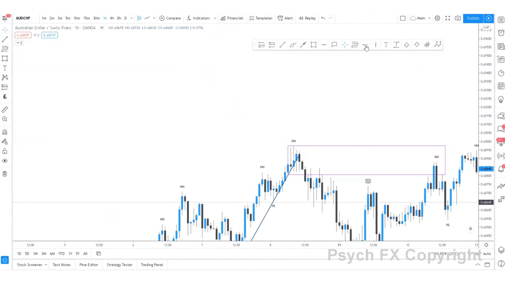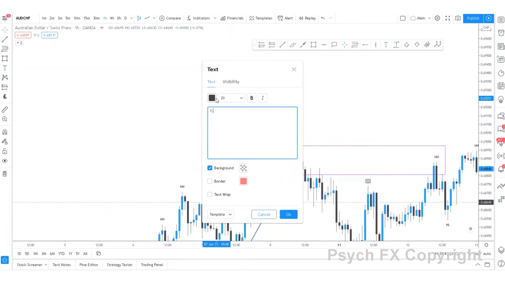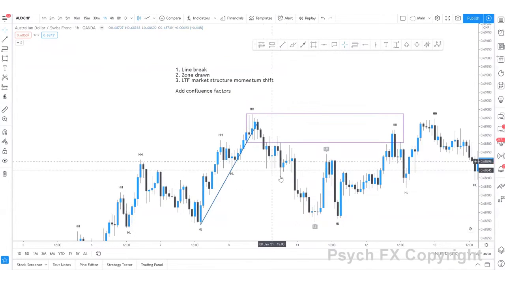In terms of using this, the whole idea behind it is exactly the same as it was in the scalping strategy. Number one is the line break. Number two, zone drawn. We have tools for both of those things, and then three is lower time frame market structure momentum shift, which is just another way of saying the lower time frame market structure breaking in our direction. That's pretty much going to be it. And then, as you'll learn later on, we'll add confluence factors to our decision making. We can see here it's very, very nice.